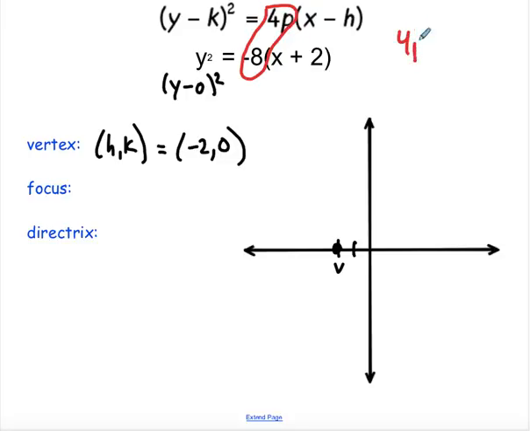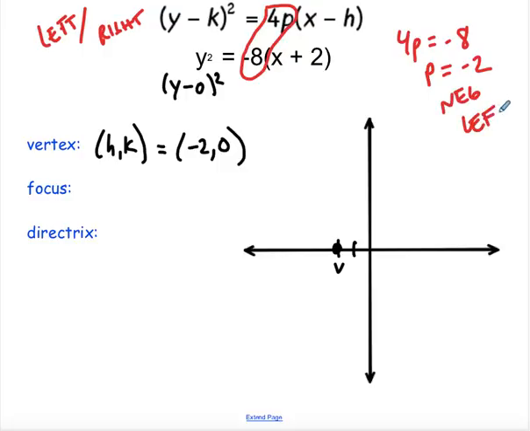All right, and then we're going to figure out what P is. So it looks like 4P equals -8. So P is -2. So since that's negative, and we know that since the y's are being squared, that's opening left or right. If P is negative, it's going to be opening to the left. So I would go ahead and draw your parabola opening to the left through that vertex. And again, don't worry about how wide it is or anything. And now use your value of P to figure out your focus and your directrix.